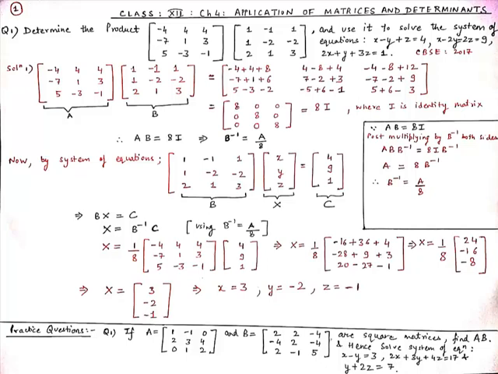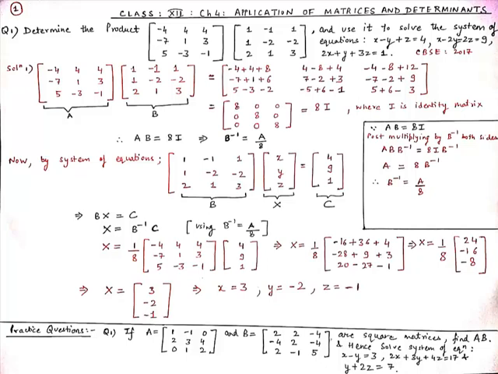Now we'll take our system of equations and write it by taking the coefficients of x, y and z. We get [1, -1, 1; 1, -2, -2; 2, 1, 3] into [x, y, z], and this is equal to [4, 9, 1]. As you can see, the coefficient elements of our system of equations are the elements of B. So we can write it as B into X is equal to C. So X is equal to B inverse C. And we know that B inverse is equal to A upon 8.